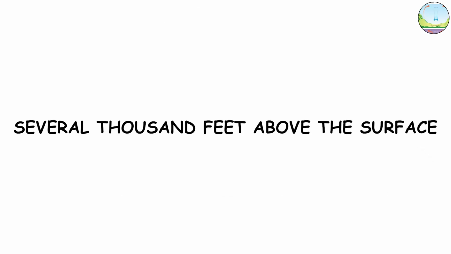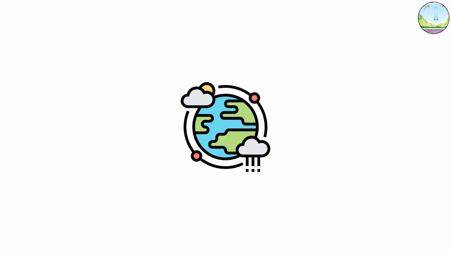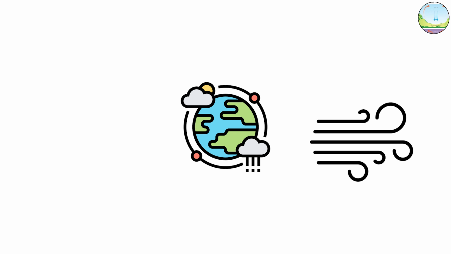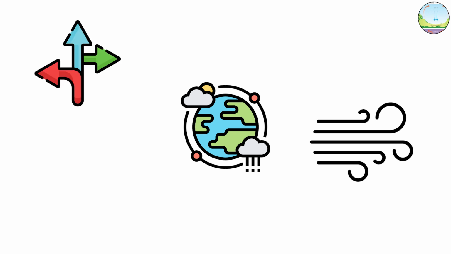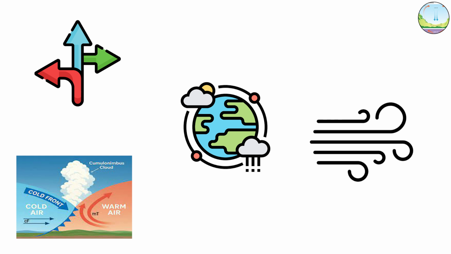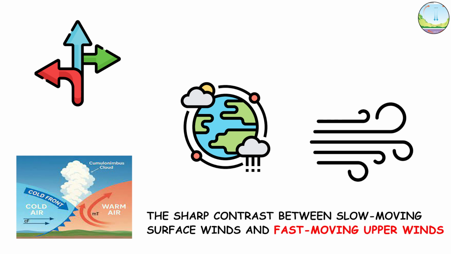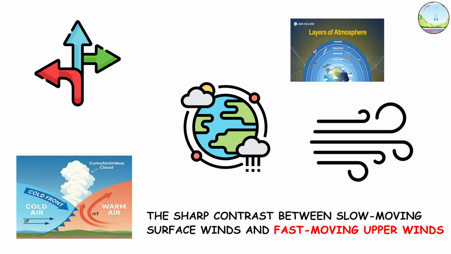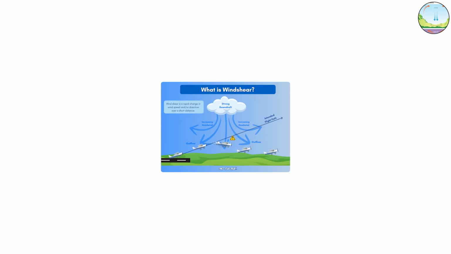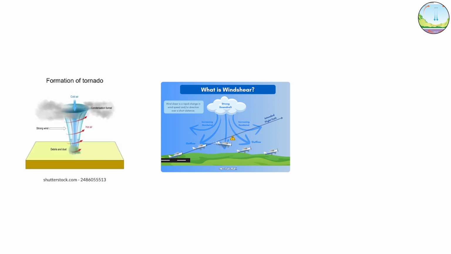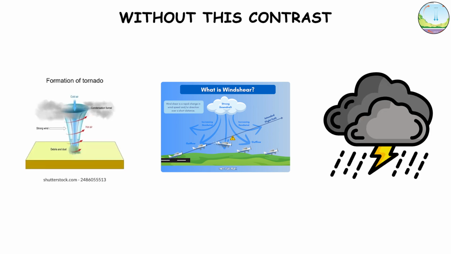Several thousand feet above the surface, the atmosphere behaves very differently. Winds move faster and often blow in another direction entirely. This upper-level air is usually cooler and drier. The sharp contrast between slow-moving surface winds and fast-moving upper winds creates tension in the atmosphere. This difference in speed and direction is known as wind shear, and it is the foundation of tornado development. Without this contrast, storms remain weak and unorganized.